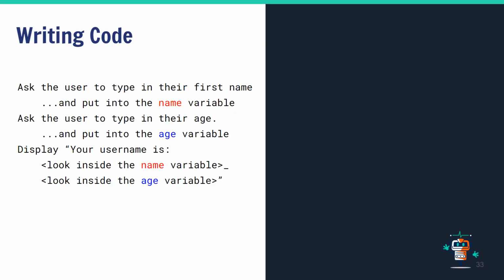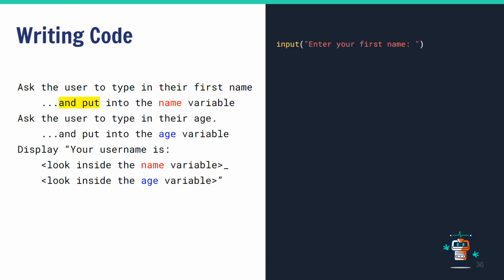Let's take a look now at how this can be converted into code. We're going to walk through each part of the algorithm and translate it into Python code. The first part is we're going to ask the user to type in their first name. In order to do that, we are going to use the input function.